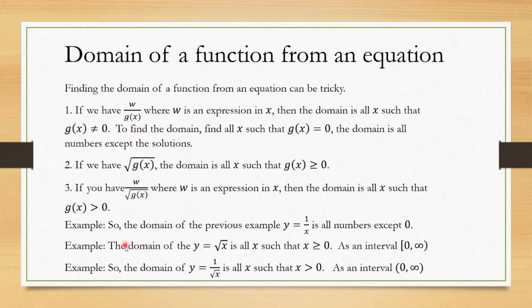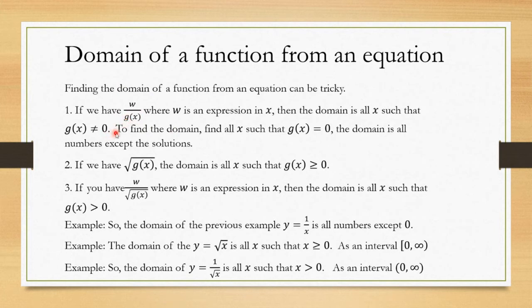So I thought it'd be good to write these as rules. Last time I did have these as rules, but here I'm writing them more like procedures. To get the domain of this, use this. If you have this, do that, that kind of thing. So for instance, let's say we have w over g of x, where w is just some expression written in terms of x. It could be a constant, it could be x plus 1, whatever. The domain then of this quotient is all x such that g of x is not 0.